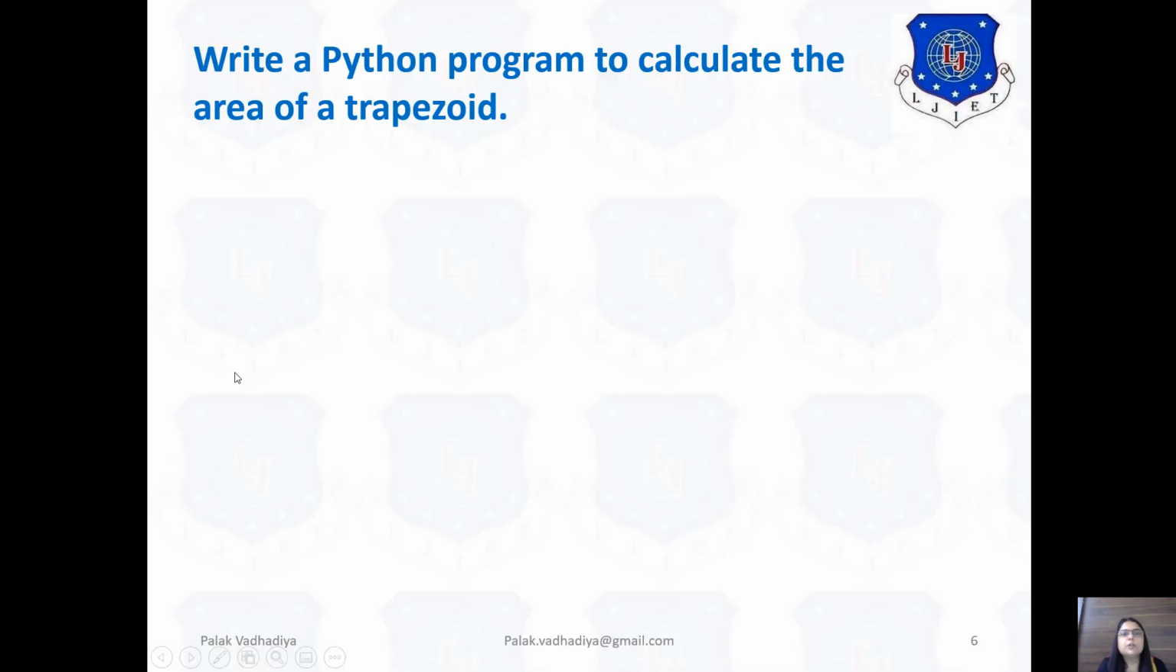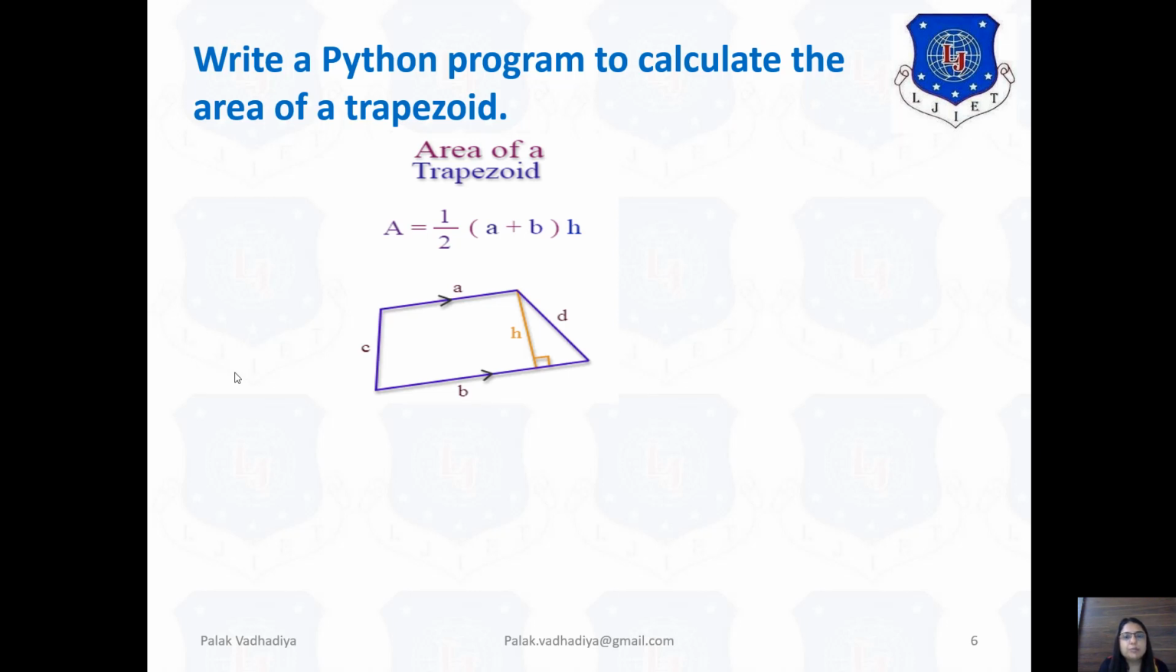Now the next program is: write a Python program to calculate the area of a trapezoid. So first of all we should know the shape of the trapezoid, then we can find out the area. So this is the shape of the trapezoid. Here we have two parallel lines and then the sides, that is C and D.